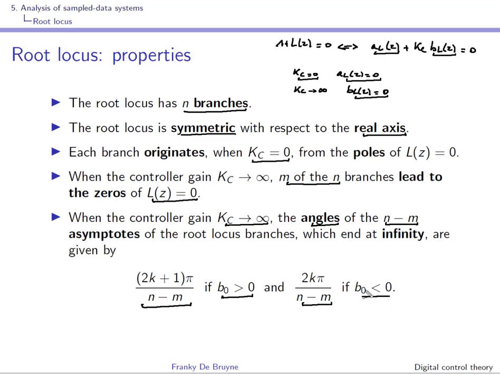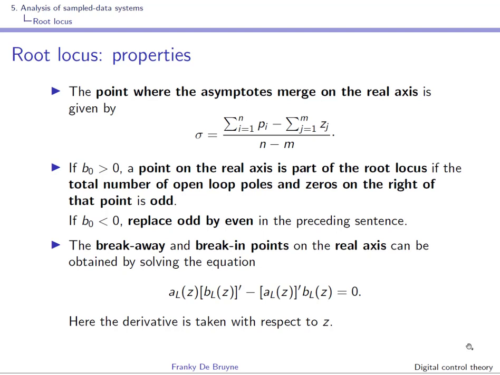b0 is negative. We have just seen that n minus m of the branches will go to the zeros at infinity and make asymptotes. These asymptotes will merge on the real axis at a point that is given by this equation. If b0 is positive, a point on the real axis is part of the root locus if the total number of poles and zeros on the right of that point is odd.